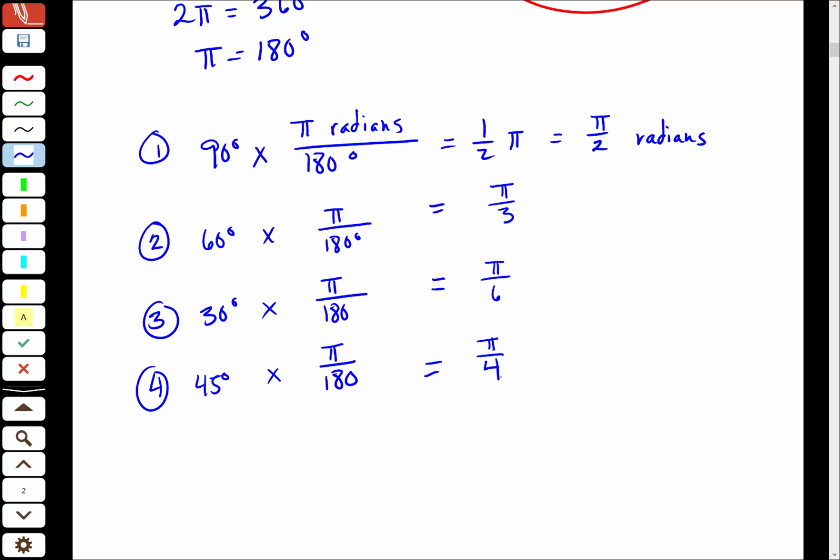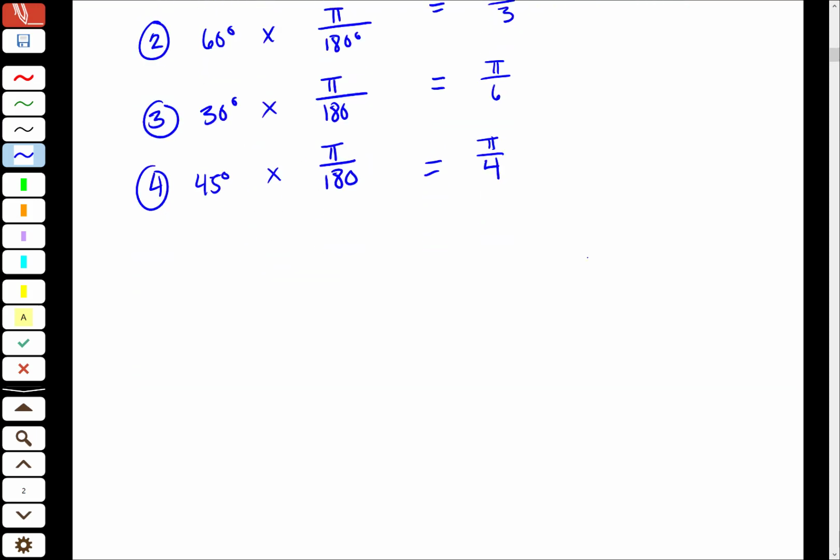Okay, so 60 degrees, 60 goes into 180 three times, so this should be pi over 3. 30 goes into 180 six times, so this should be pi over 6. And 45 goes into 180, I think about that because 45 is half of 90, so there are four copies of 45 hiding inside of 180, so it should be pi over 4. Is this okay? So these are the main angle measures that we'll use in right triangle trig.